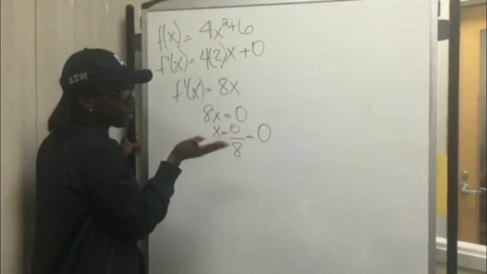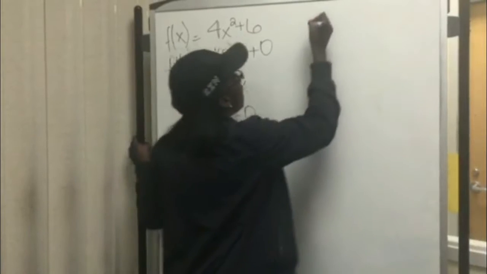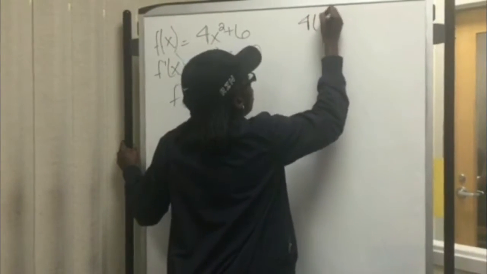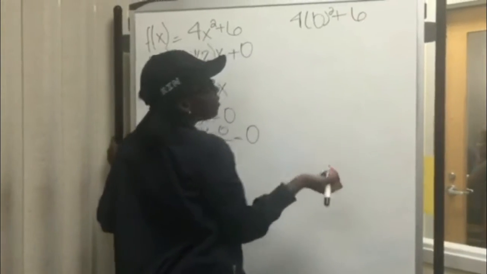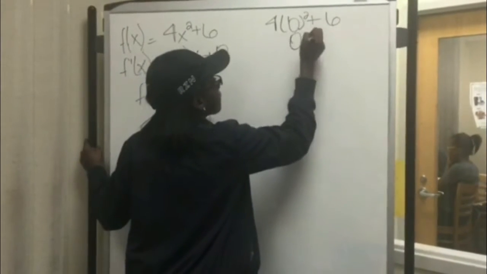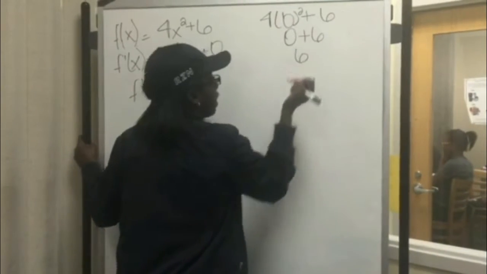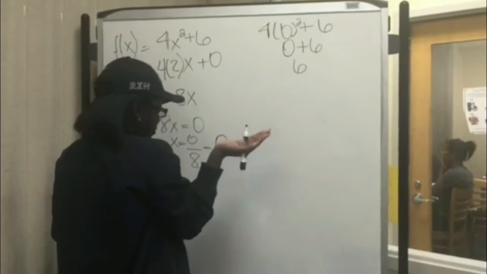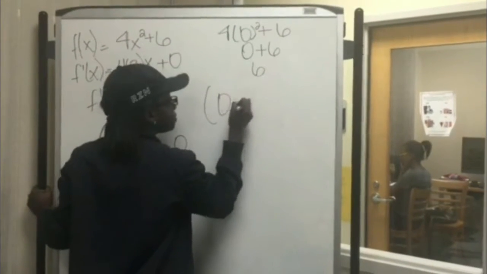After you found your x value, you're going to plug that back into the original equation. And then you're going to solve. Since I found my value to be equal to 6, this is now your absolute minimum.